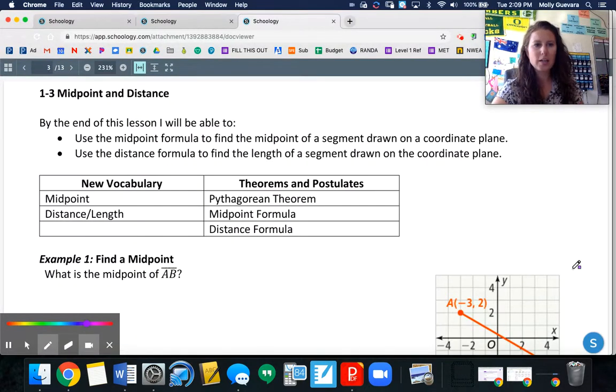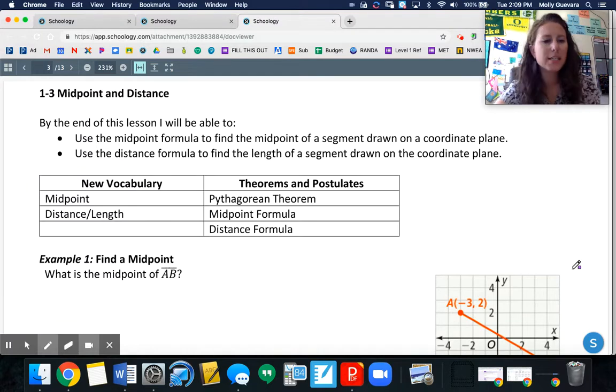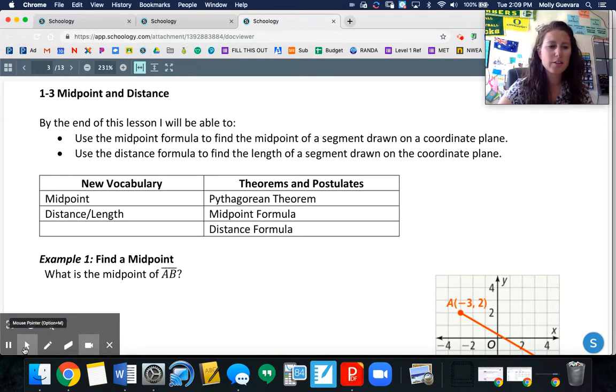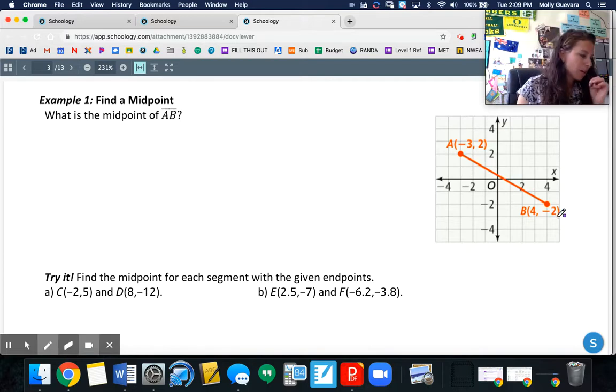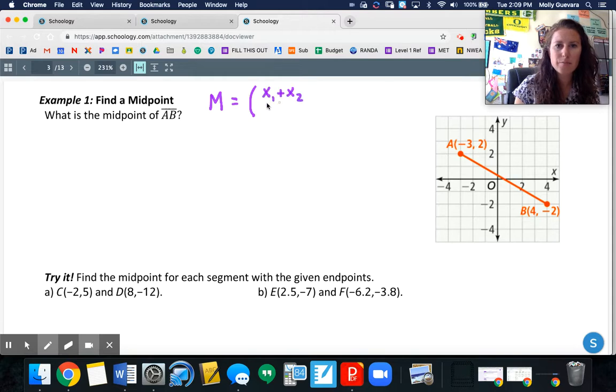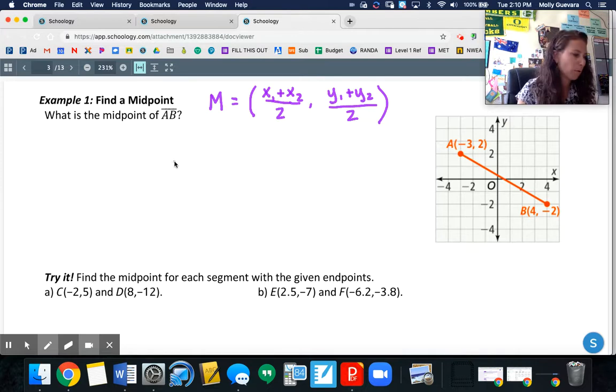Okay, so we're back here at 1-3, midpoint and distance. And we're going to start at the very beginning with example 1. We're going to go over how to find the midpoint of line segment AB. So again, to review, the x-coordinate of the midpoint is x1 plus x2 over 2. And then the y-coordinate is y1 plus y2 over 2. Okay, and this is all we're going to do to find the midpoint.